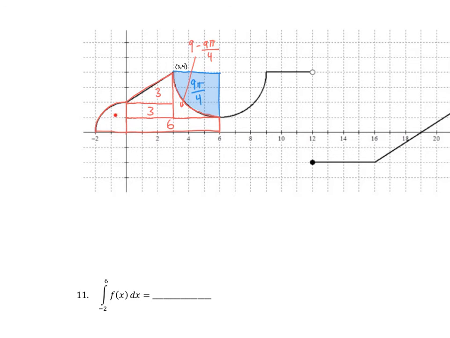And then this is a quarter circle of radius 2. So the whole area would be 4 pi. But since it's a quarter circle, that's just pi. All right, we just add all this stuff up. So this is 3 plus 3 plus 6, that's 12, plus 9 is 21. And then plus this pi, and then minus 9 pi over 4. Okay, and then that's 21 minus 5 pi over 4.